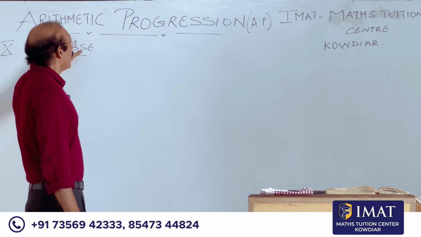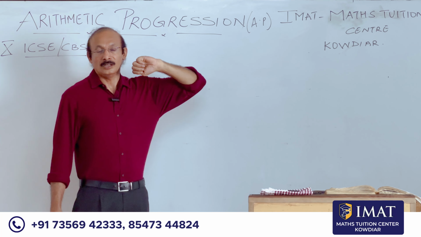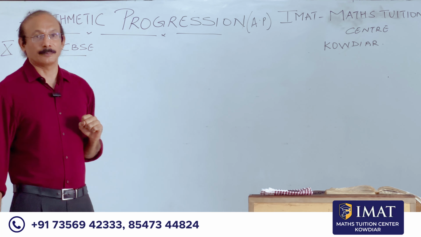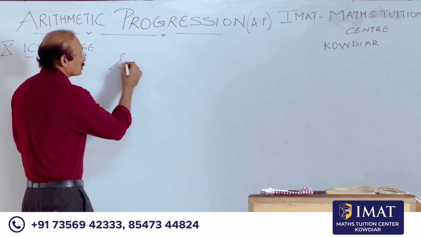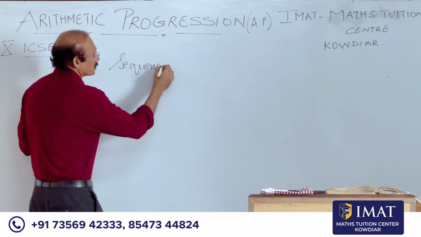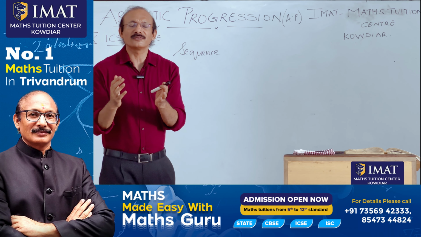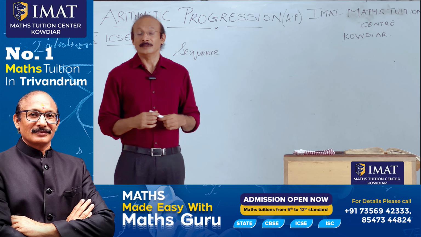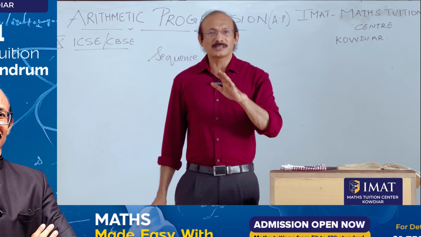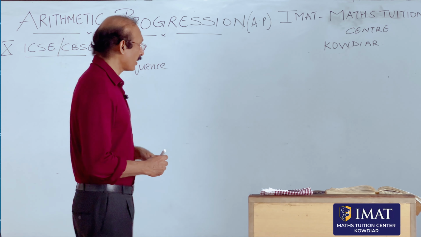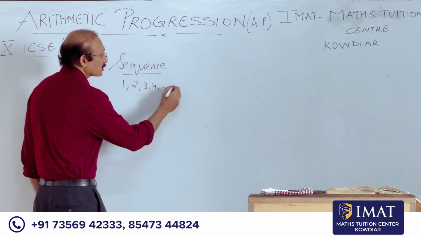The name of this chapter is Arithmetic Progression, which we shortly write as AP. So let us study what is arithmetic progression. First, let me just introduce one term called sequence. You have heard of this term called sequence. What is a sequence? A sequence is just a set of numbers which may or may not have an order. Normally when we define a sequence, we say it follows an order, but actually a sequence may or may not have an order. Say for example, I write an example like this: 1, 2, 3, 4, etc.